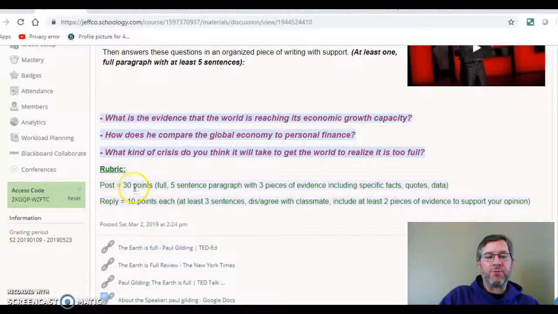And see here, post is worth 30 points. Full 5-sentence paragraph. 3 pieces of evidence. Evidence can be specific facts that Mr. Gilding talks about, can be a direct quote from him. It can be data that he presents.